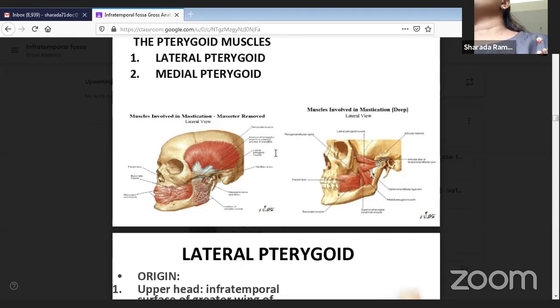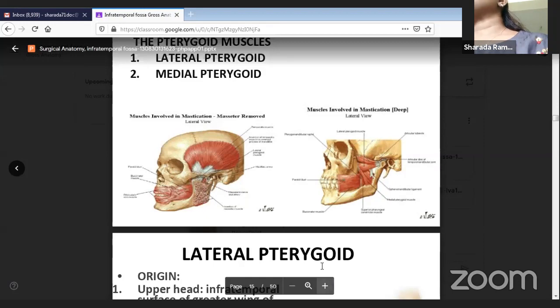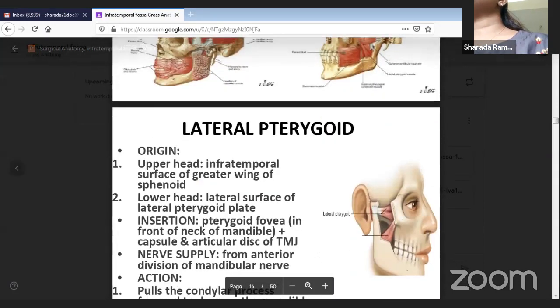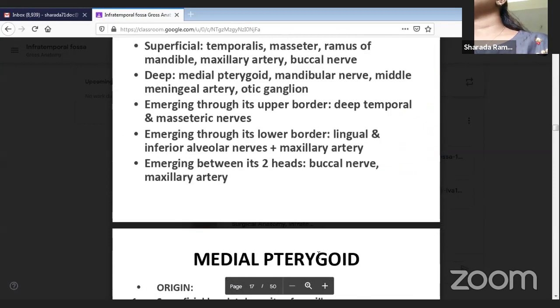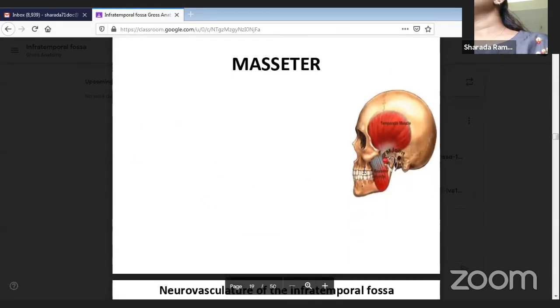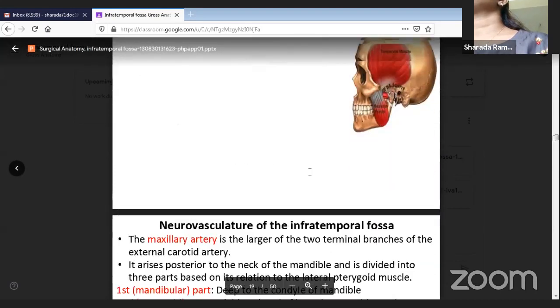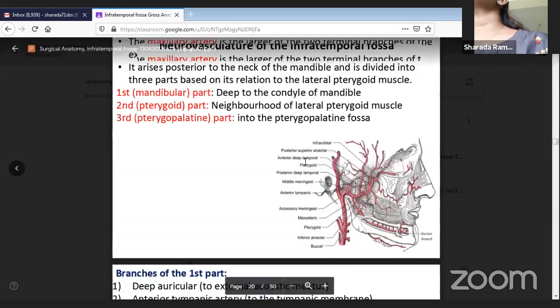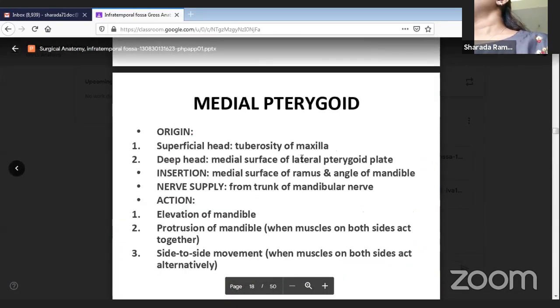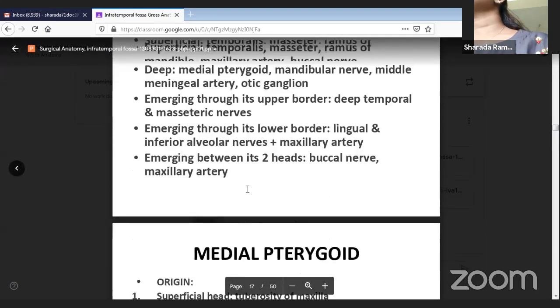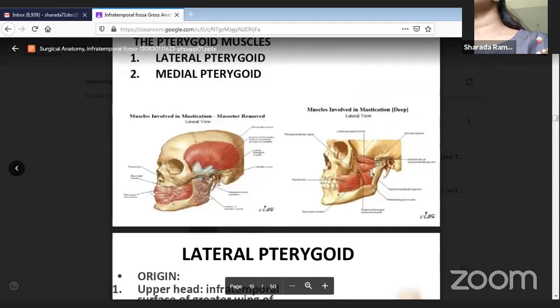Now we also have to do the medial pterygoid. So once you see the medial pterygoid, that is the medial pterygoid muscle. You can see that the muscle is a very strong muscle, and it is going to be present inside. From where does it come from? We're going to come back, but we're going to see in the picture how it is going to go.